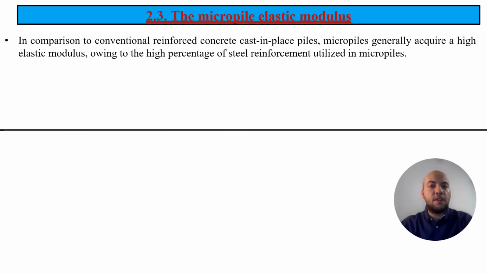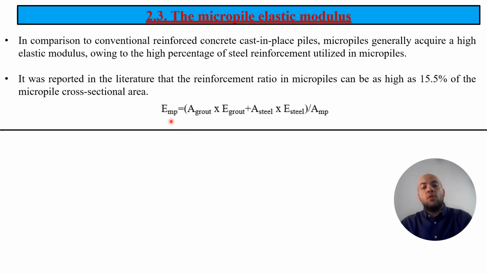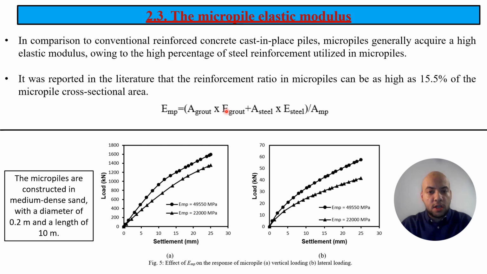The final thing here is about the micropile elastic modulus. In comparison to conventional reinforced concrete piles, a micropile is considered a composite pile. It has a high percentage of steel reinforcement and some grout around it. So, owing to the high percentage of steel used, you will find that using this equation, which is in the Federal Highway Administration Manual, this average weighted modulus will give you a high elastic modulus for micropiles due to the existence of a high reinforcement ratio.